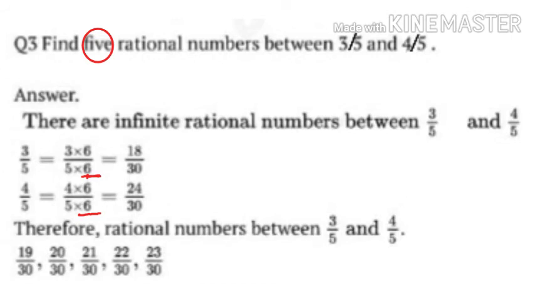And 4 by 5 also will multiply with the same number. So we got 4 into 6, 24 divided by 30. 5 into 6, 30. So the rational numbers between 3 by 5 and 4 by 5 are between 18 by 30 and 24 by 30. All these numbers in between like 19 by 30, 20 by 30, 21 by 30 up to 24 by 30, all these are rational numbers. So we got all these 5 rational numbers.